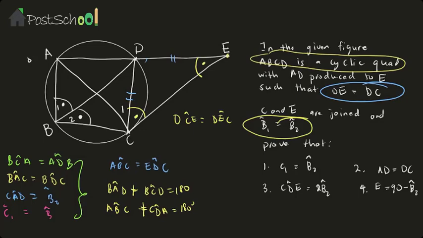Alright, so now let's do more questions. Prove that C1 is equal to B2. C1 is equal to B2. What will C1 be? Where is C1? So this is C1.